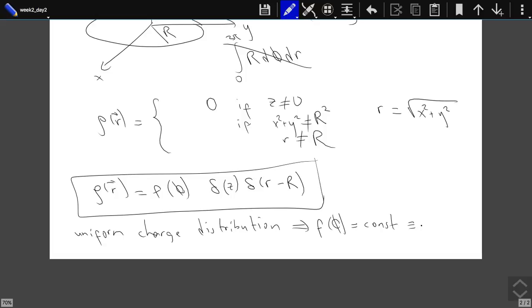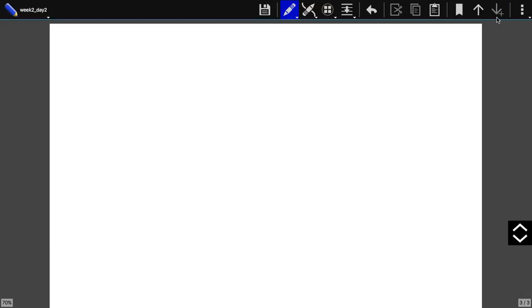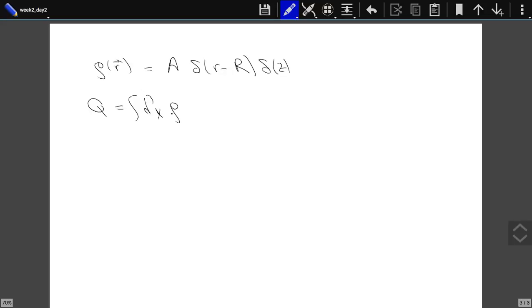Let's just call that constant A. So now we have our expression for the charge density. We have one more condition that would allow us to determine this value of A. We are given the total charge of the ring, which can be written as the integral of rho over the whole volume.